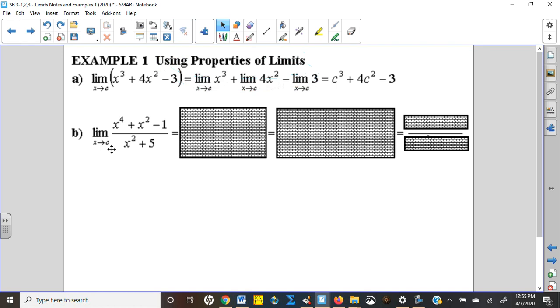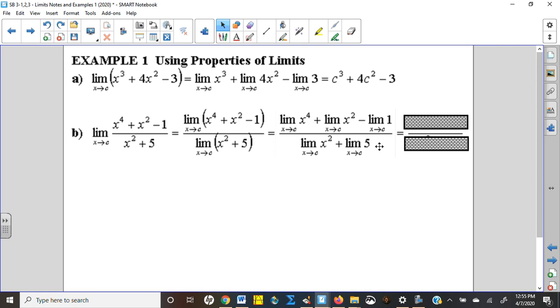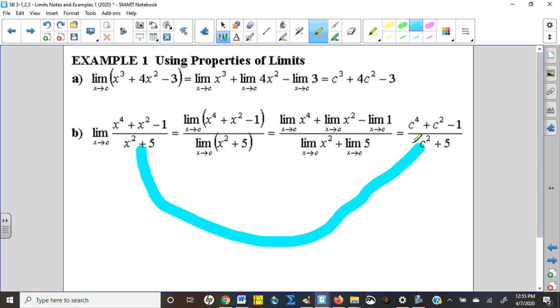Look at example B. The first thing I'm going to do is take the limit of the numerator divided by the limit of the denominator. So I'm using that quotient rule. And then I'm going to break the top and bottom up using sums and differences. And then I can just plug the c's in. Sure, I could have just plugged c's in right from the beginning and got the same thing. Once again, if it just says to evaluate it, just plug them in. You can actually go straight from this step to this step immediately. But otherwise, you do want to use the properties of limits if they ask you to.